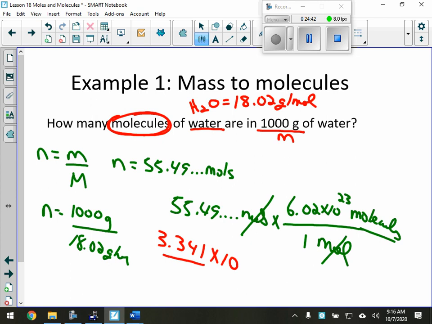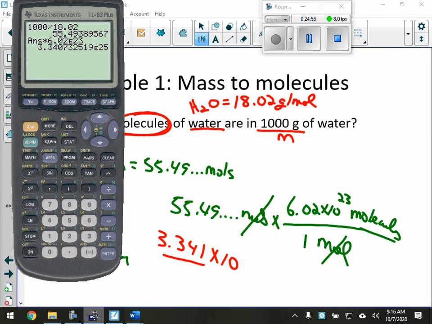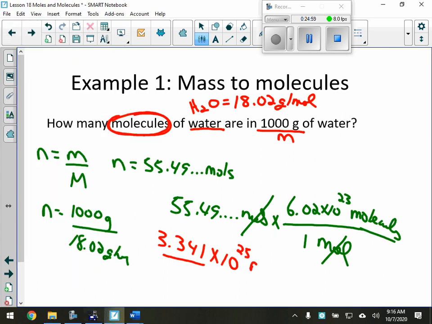And when you write this answer, I don't want you to write E, okay? That's calculator talk. That's fine for the calculator, but that's not how we write scientific notation. Times 10 to the 25, E25, times 10 to the 25 molecules, okay? And that would be your final answer. Again, we want to circle that or something, okay?